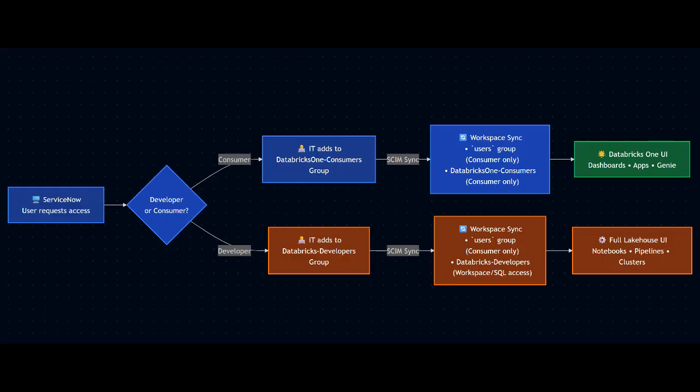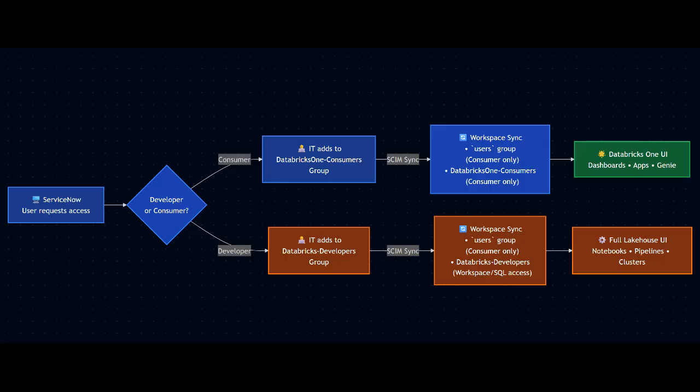Here's the flow. Users request access via tickets. IT adds them to our Databricks One Consumer Security group. SCIM syncs it over. The user lands in both users and consumer groups, both having just the Consumer One entitlements, so they get the clean Databricks One view. Developers follow a different approval path and stay in elevated groups for full access.